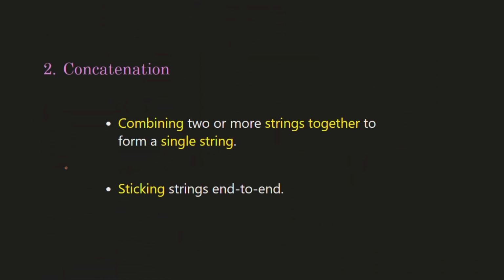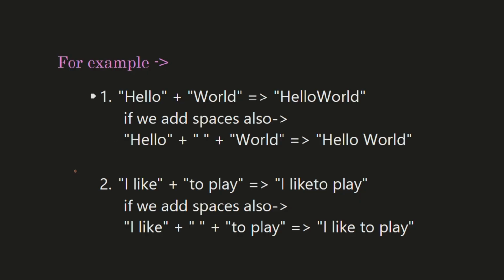Next concept. Combining strings, or what some call concatenation. Concatenation means combining 2 or more strings together to form a single string. It's like sticking strings end to end. Imagine you have hello and world. If you put them together, you get helloworld. You can even add a space between them to make hello world. It's like gluing pieces of text.